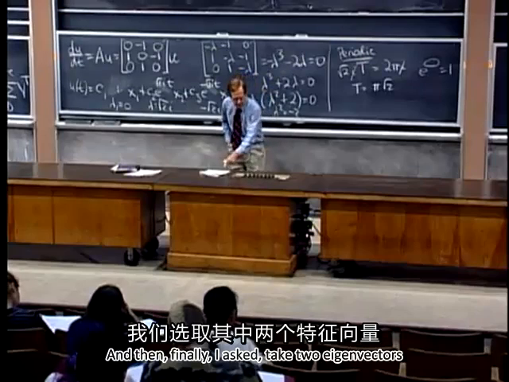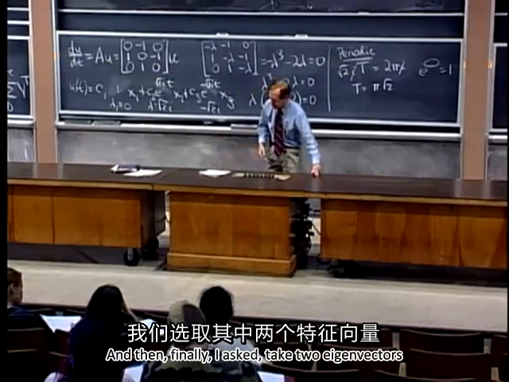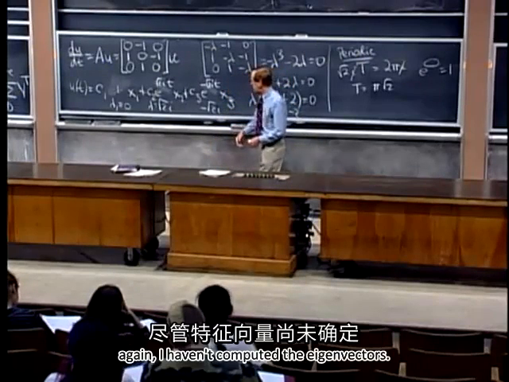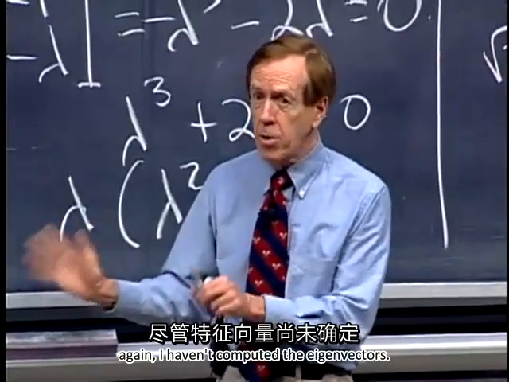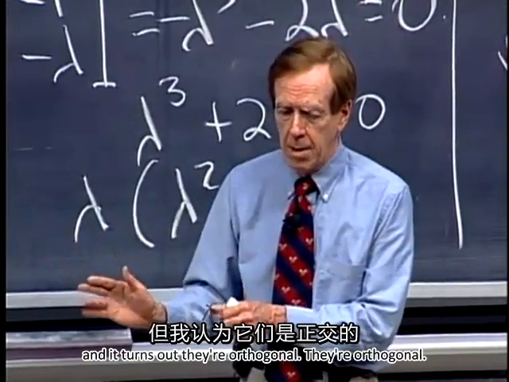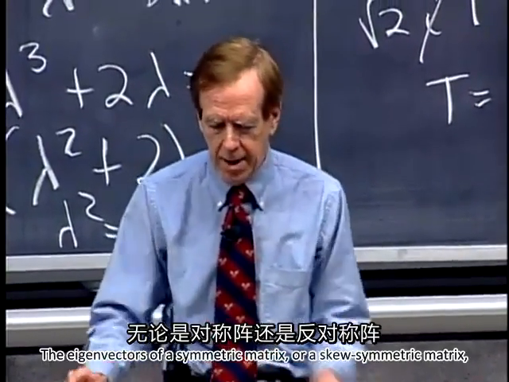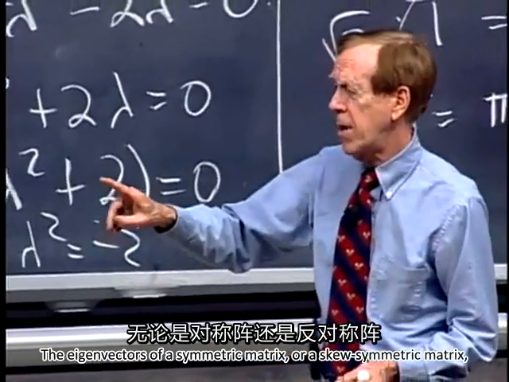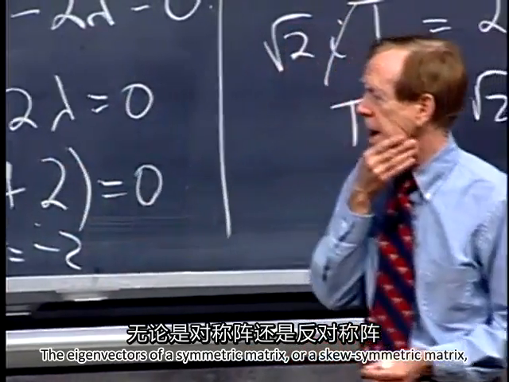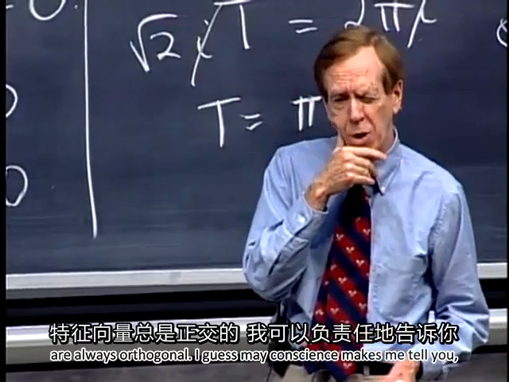Okay. And then finally I ask, take 2 eigenvectors. Again, I haven't computed the eigenvectors, and it turns out they're orthogonal. They're orthogonal. The eigenvectors of a symmetric matrix or a skew-symmetric matrix are always orthogonal.